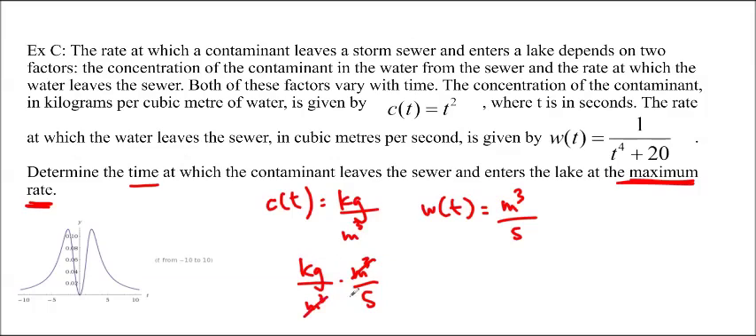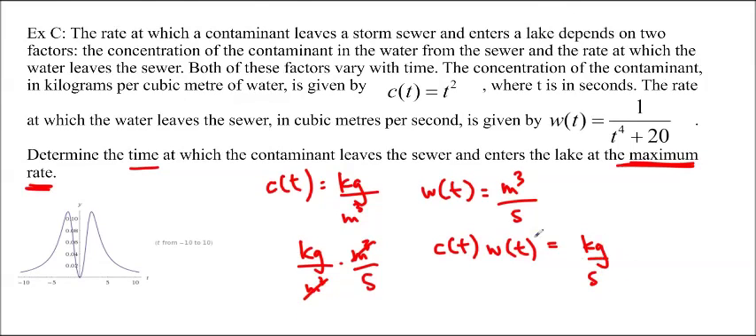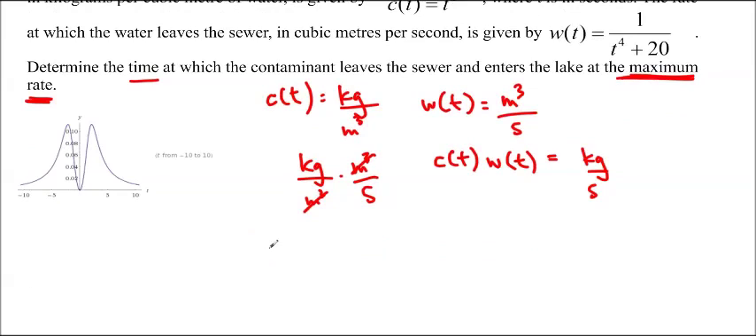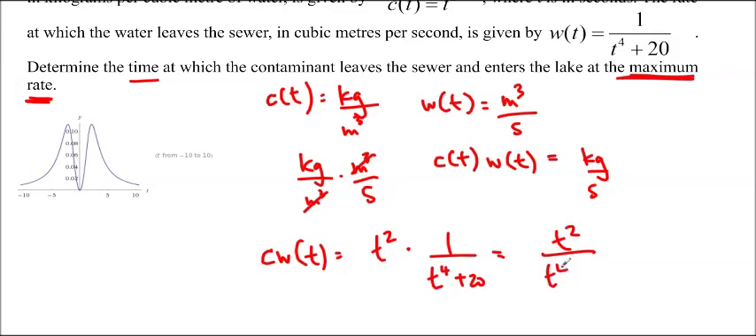You can see that the meters cubed are going to cancel out. So when I do C of t times W of t, this is going to end up being in kilograms per second. So we want to know what the maximum rate is for that. So we would do C of t times W of t. So CW of t is equal to t squared times 1 over t to the 4 plus 20, which of course is t squared over t to the 4 plus 20.